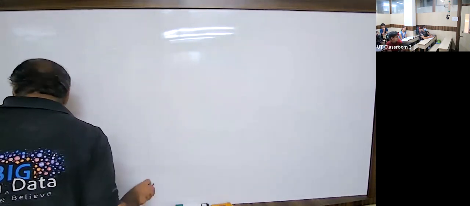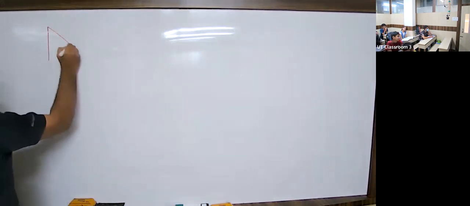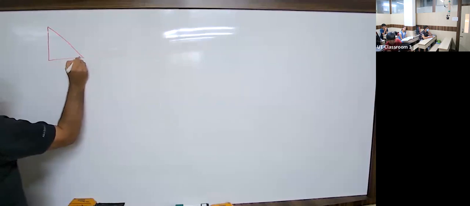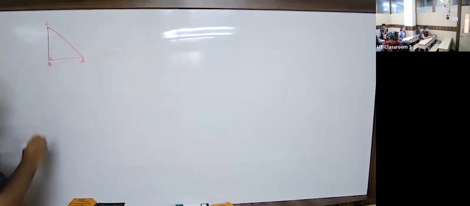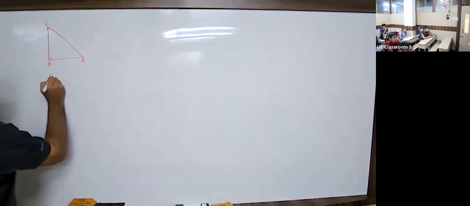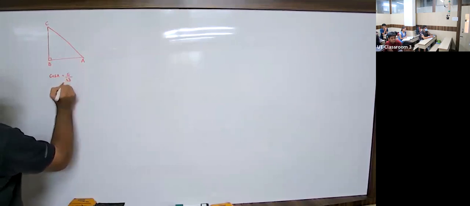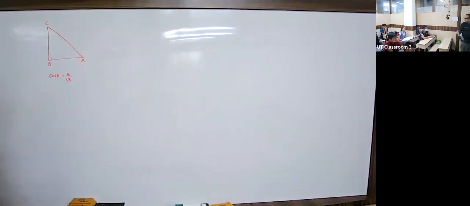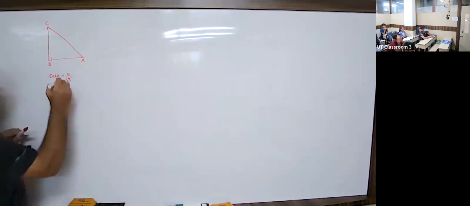Given cos A is 5 by 13, first of all we will make a triangle. We'll make a right angle triangle. We'll call this angle as A, B, and C. I have been told cos A is 5 by 13. Whenever you are given a ratio, you will take a common multiple. What is that common multiple we will generally take? X.